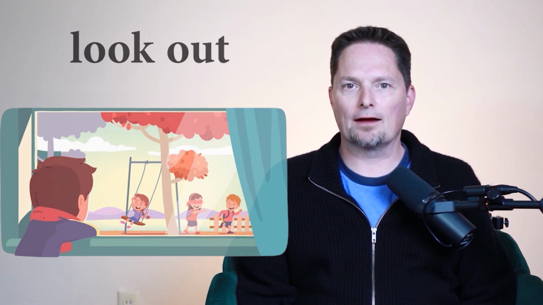Example, he's looking out the window. And he's looking at the other kids. If I talk about the other kids, I use at. He's looking at the other kids. But if I talk about the window, I say out. He's looking out the window.